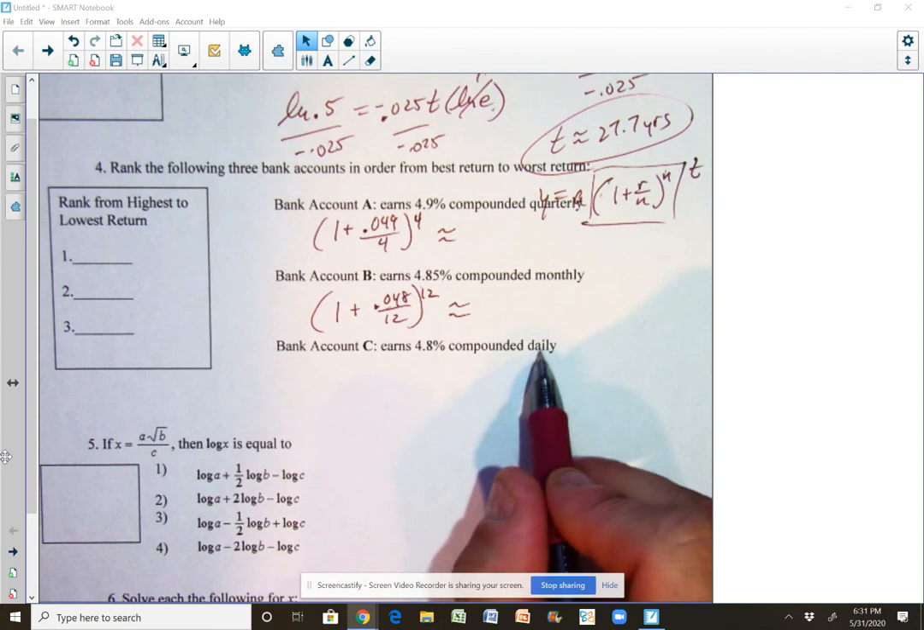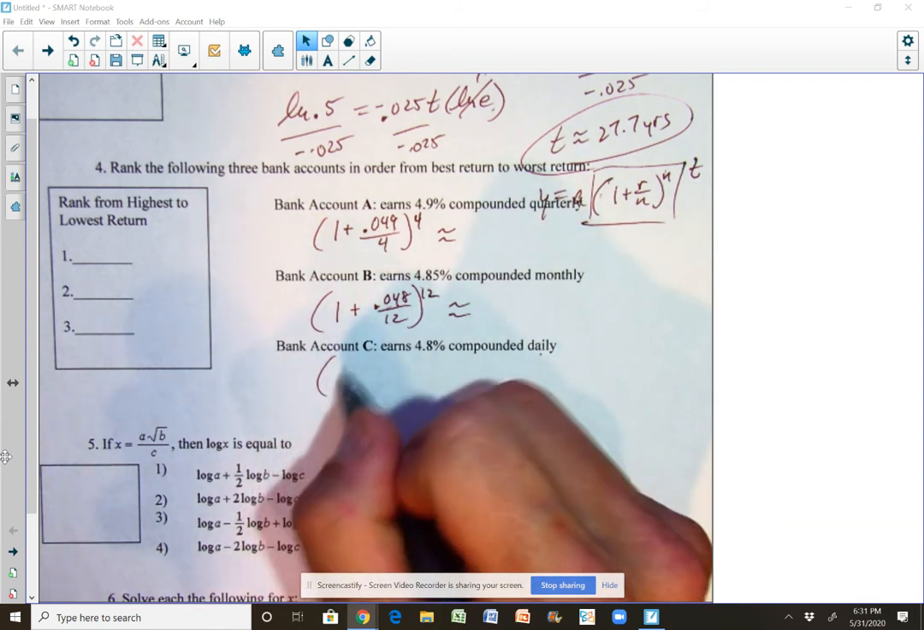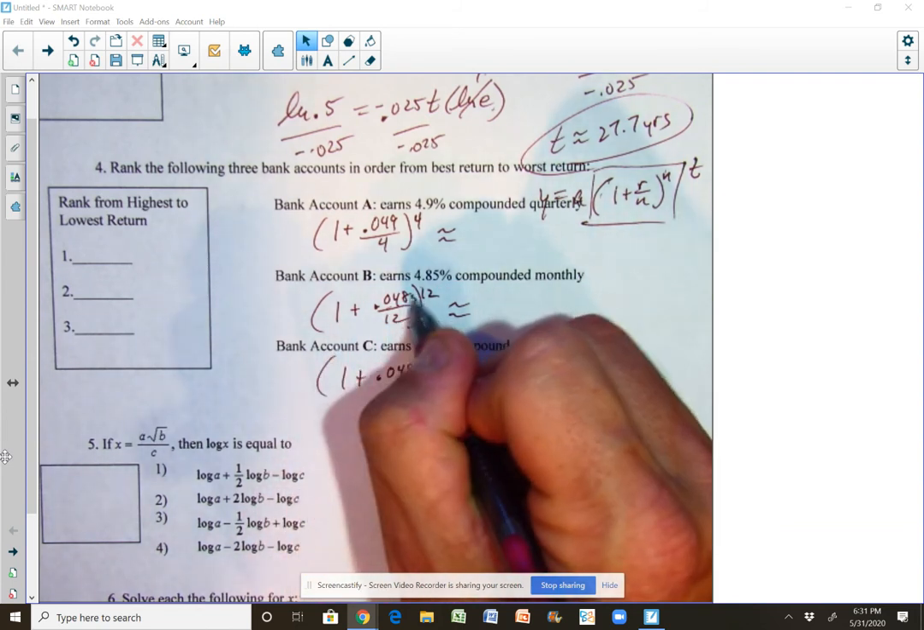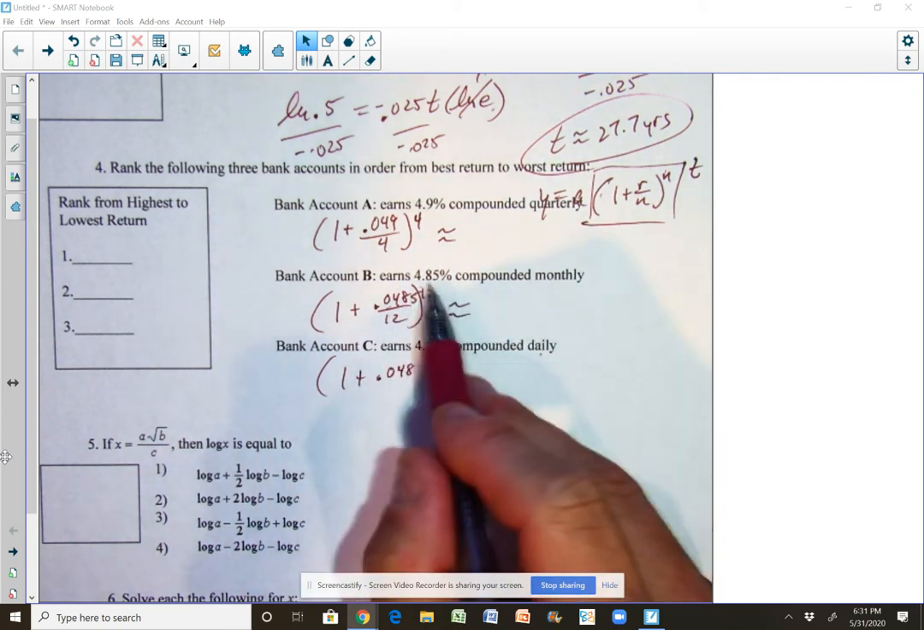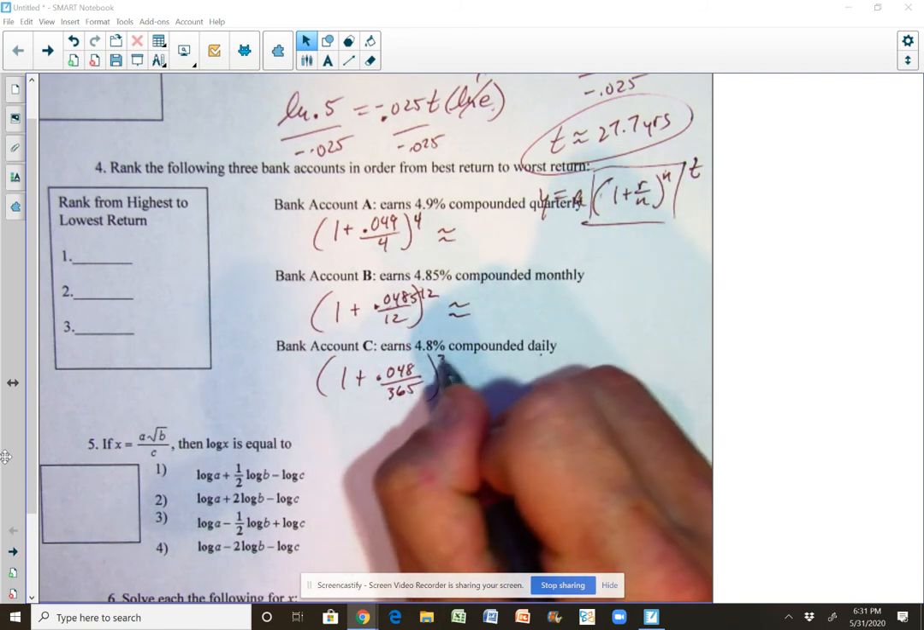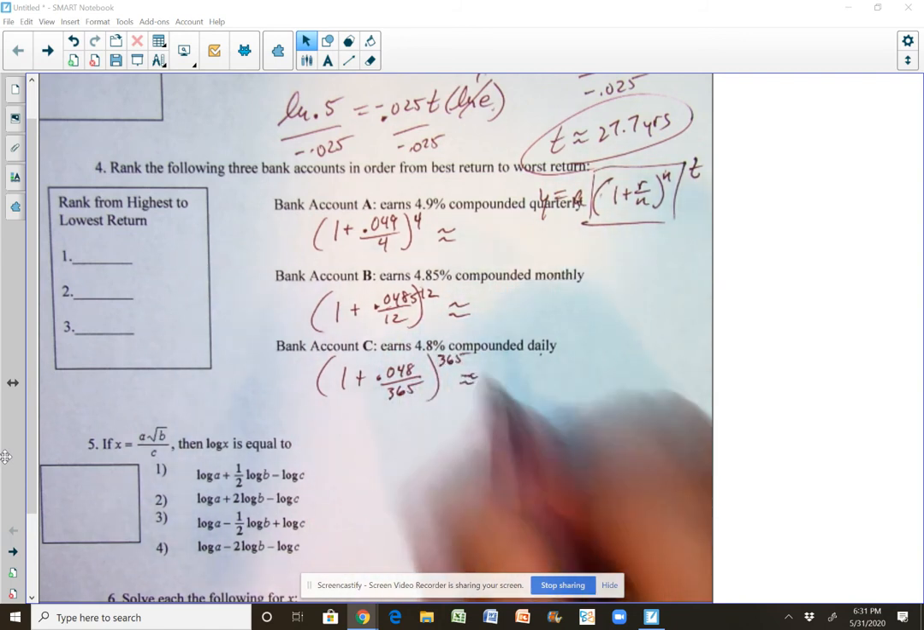Here's 4.8%, but it's every day divided up. So a smaller percentage, but yet happening more often again. So this is 1 plus 0.048. Oops, sorry. This one was 4.85 up top, 4.85%. This is 0.048 divided by 365 raised to the 365th. And what does that come out to be?